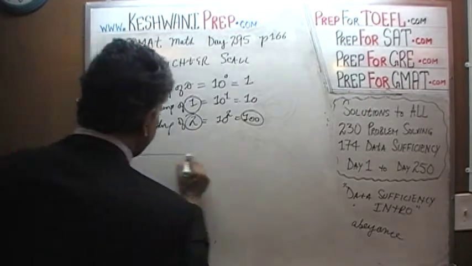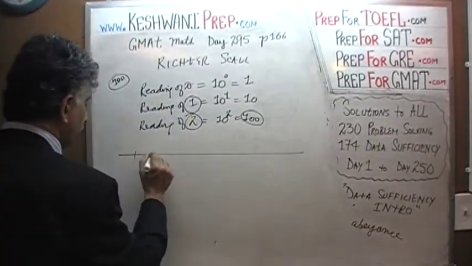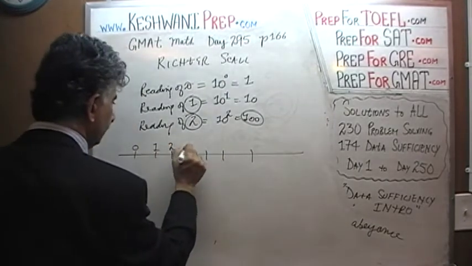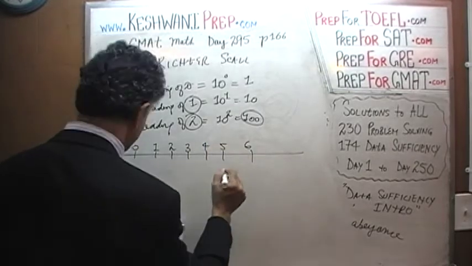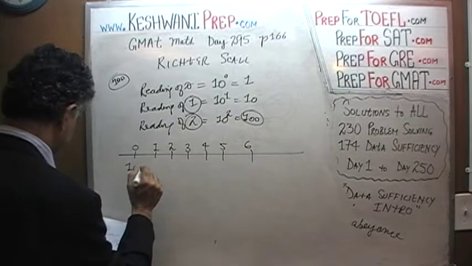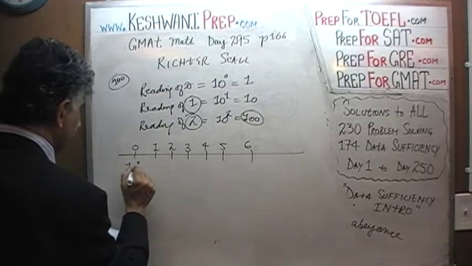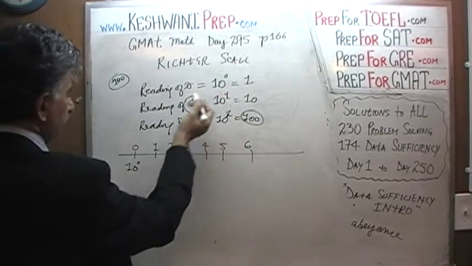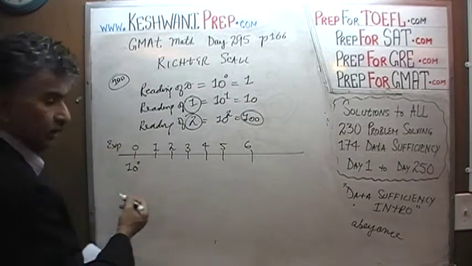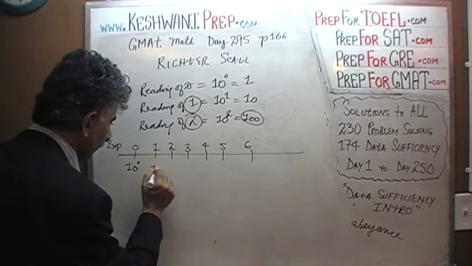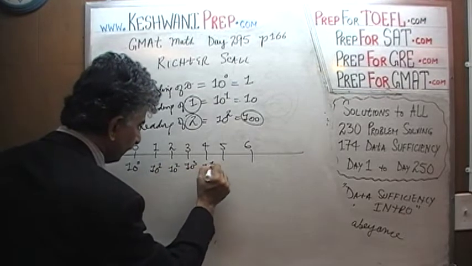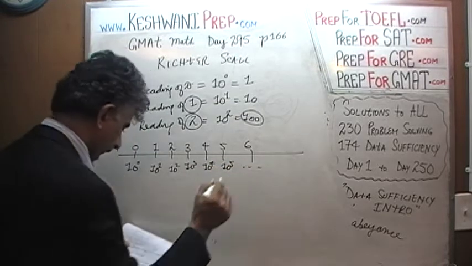So here's our scale: 0, 1, 2, 3, 4, 5, 6, and so forth. 0 would represent 10 raised to 0, that's the 0 here. These are exponents on the top. This is 10 raised to 1, this is 10 raised to 2, 10 raised to 3, 10 raised to 4, 10 raised to 5, and so on and so forth.